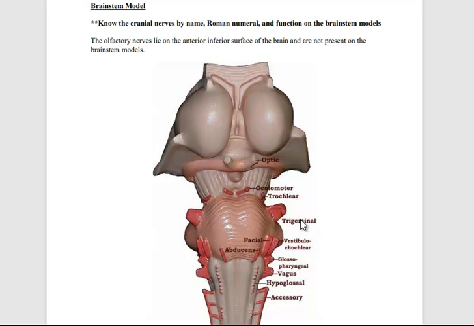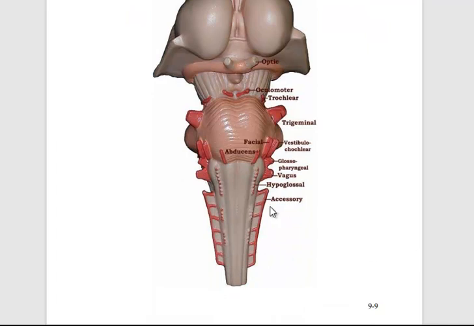And your facial, well, the vestibular cochlear, facial, abducens, glossopharyngeal, vagus, hypoglossal, and accessory. And notice how the accessories do like that. So accessory is going to be one of the more easy ones for you to see.